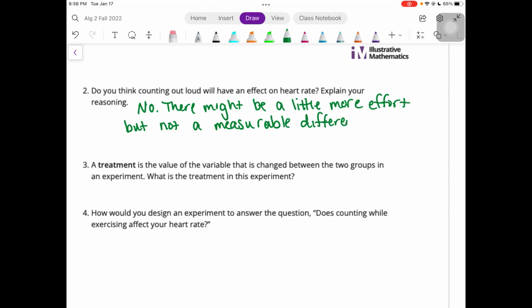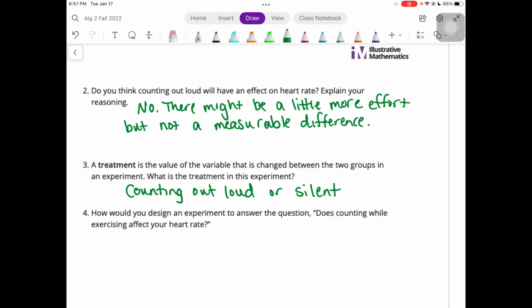All right, let's take a look at number 3. A treatment is the value of the variable that is changed between the two groups in an experiment. What is the treatment in this experiment? What is one group doing that the other one's not? And it's counting out loud or silent. So one group is counting out loud, the other group is being silent.